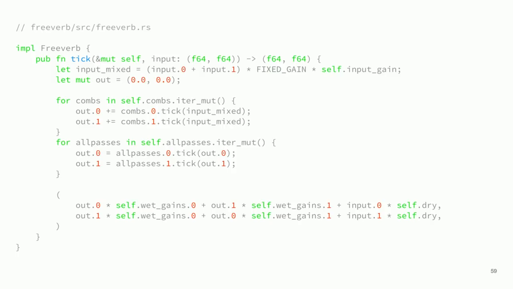Then the tick function: we take the stereo input, sum it to mono, pass it into each of the stereo pairs of combs, sum all of that together, run them through the all passes, and then the output is a bit of stereo mixing plus the dry signal. Oh, the thing that's new here is tuple access is .0 for left, .1 for right, if you see what I mean. That's the zeroth element of the tuple, the first element of the tuple. Yeah, so that's it. At this point, we have the complete algorithm defined for the Freeverb.